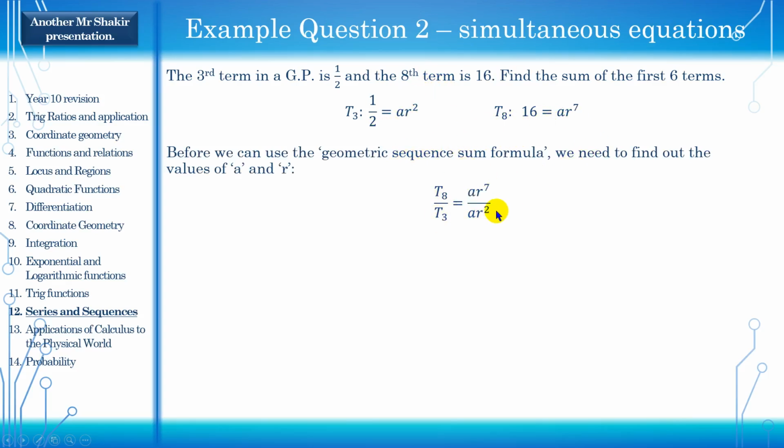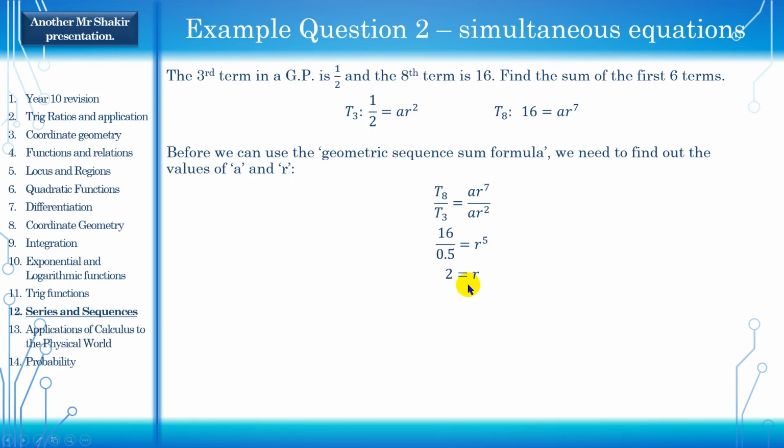So using simultaneous equations, T8 over T3 is equal to AR to the 7 over AR squared. The A's will cancel out. R to the 7 and R squared cancel out to R to the 5. And just subbing in, the 8th term was 16. Third term is a half. So 16 over a half is equal to R to the 5. The right hand side becomes R to the 5. The left hand side becomes 16 over 0.5. You can do it on a calculator, it'll give you 32. 32 is equal to R to the 5. Taking the fifth root, you get 2 is equal to R. Okay, so you have R.